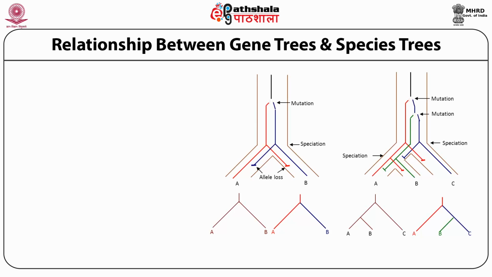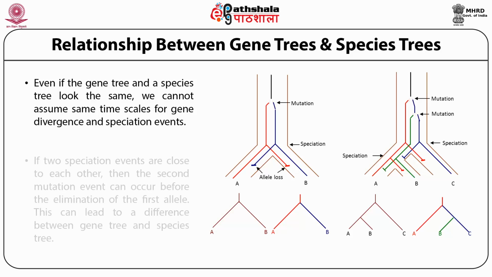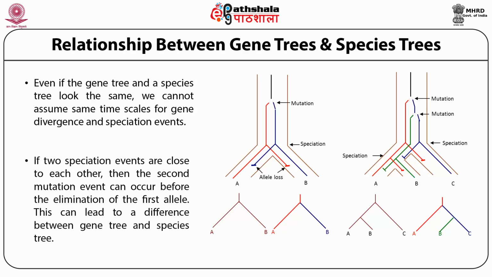Relationship between gene trees and species trees. Even if the gene tree and the species tree look the same, we cannot assume the same time scales for gene divergence and speciation events. That is what is explained in the figure. If 2 speciation events are close to each other, then a second mutation event can occur before the elimination of the first allele. This can lead to a difference between the gene tree and the species tree. That is what is shown in the second figure.